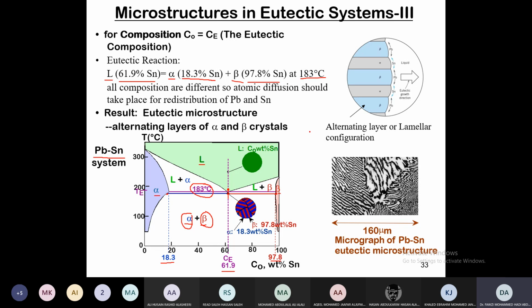I'm not memorizing this equation. I have the phase diagram in front of me. If I have the phase diagram in front of me, I can clearly and very easily develop the equation which describes the eutectic isotherm transformation. Yes.